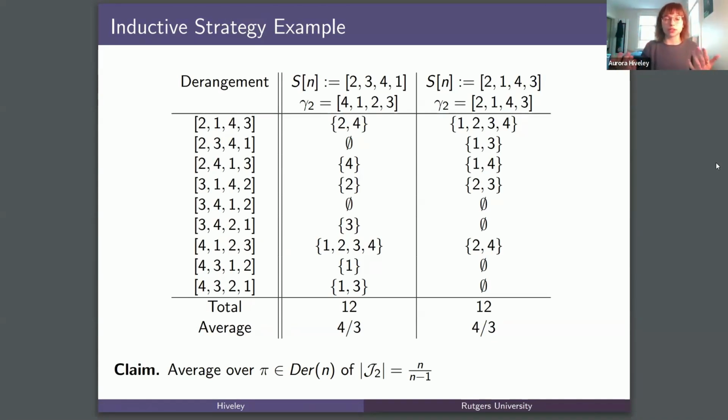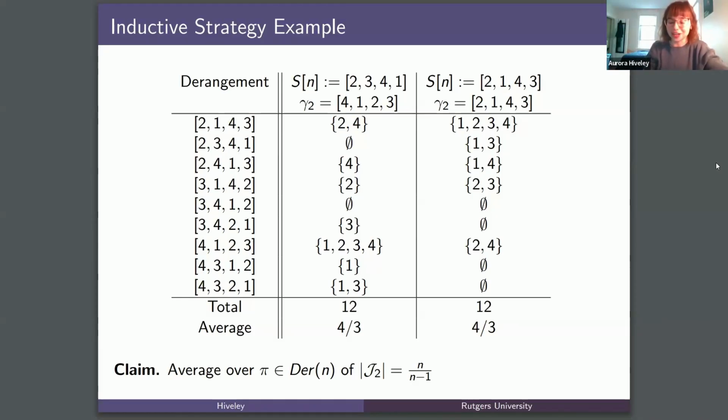And because my first guess is trivial, I've also given you what gamma 2 will be according to this permutation. So I know that nothing's fixed because I can only play the game trying to guess derangements. So this is what gamma 2 is going to look like right underneath Sn. And then you'll notice in the table I've filled out the sets J2, or the set of correct entries for each permutation. And it turns out that if you sum the sizes of J2 across all of these derangements, you count how many things there are that are non-empty.